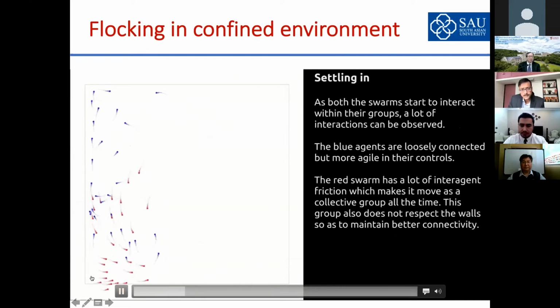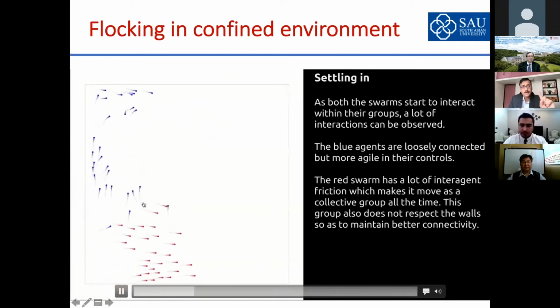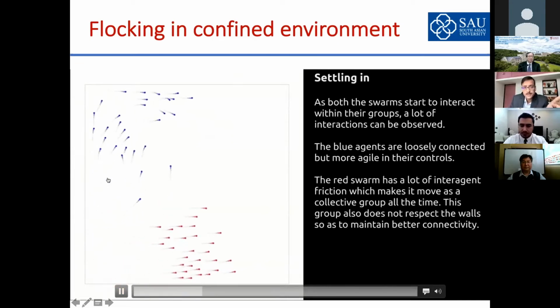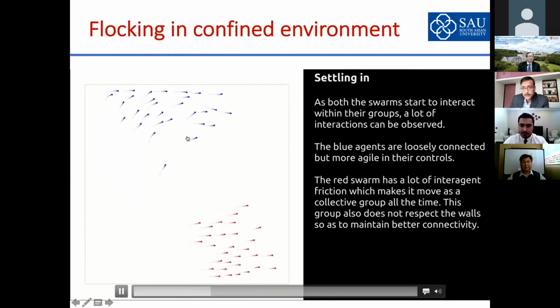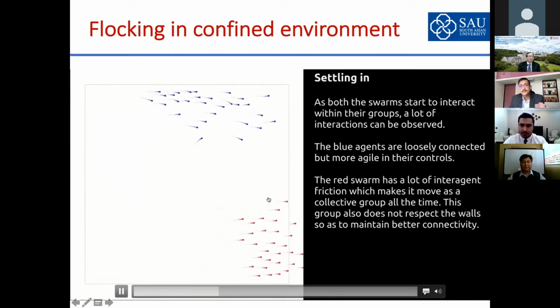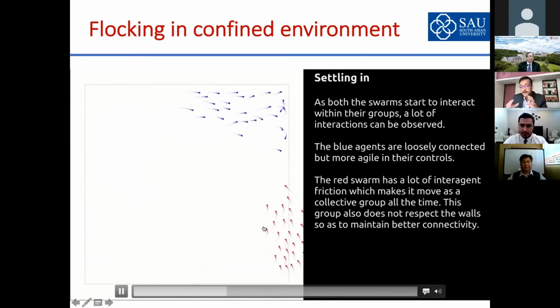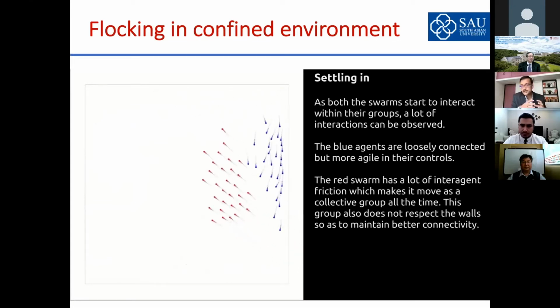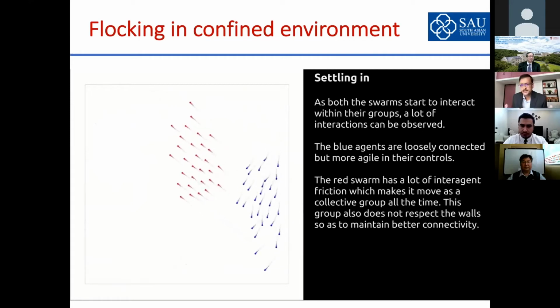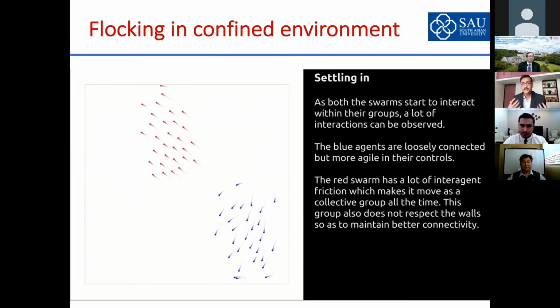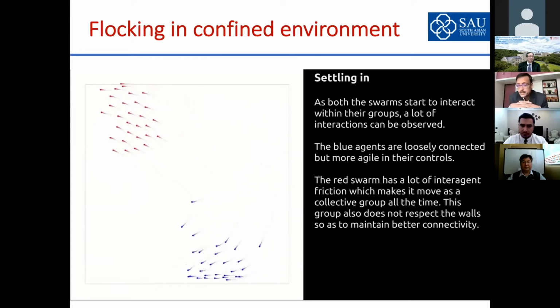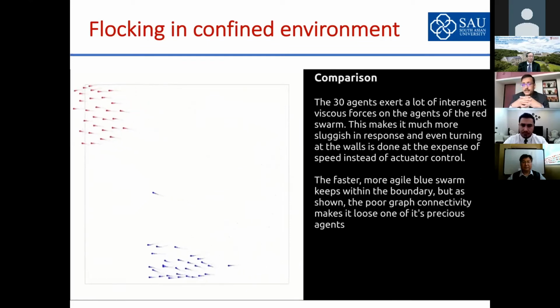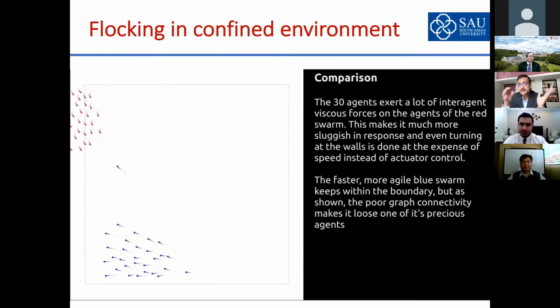While for the blues, coordination is not important. For the reds, the coordination is important. They are more collaborative, making more coordination. So there may be certain situations in the real world, and therefore by solving this optimization problem, we are giving the options to the user that whatever kind of application you have, you can choose the algorithm.